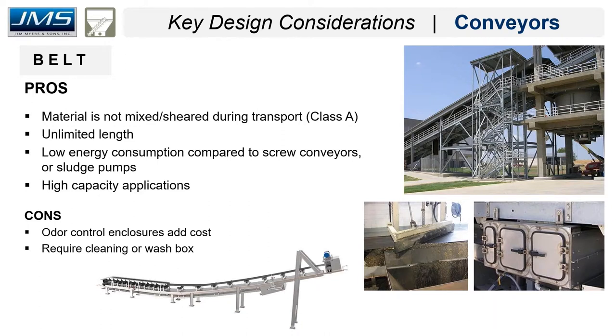Belts are ideal for long, high volume designs. Material sits static on the moving belt and is not exposed to shearing action like screw conveyors. Screw conveyors, if you've got Class A sludge that has a value and you go through a lot of distance and incline, are going to change the property of that sludge and make it into a gloppy consistency, not desired for Class A product. So belt conveyors are used pretty extensively moving Class A product.